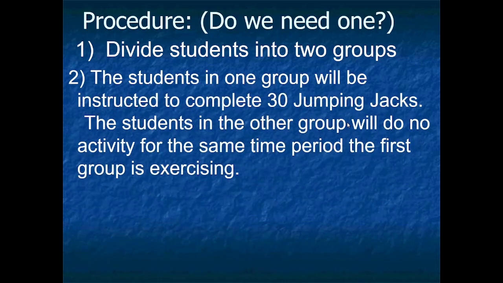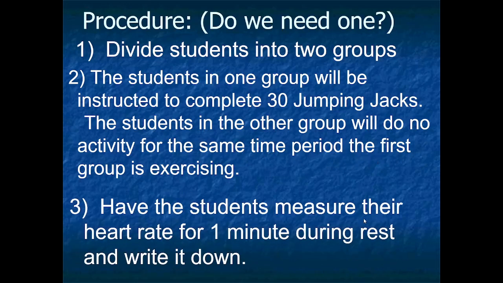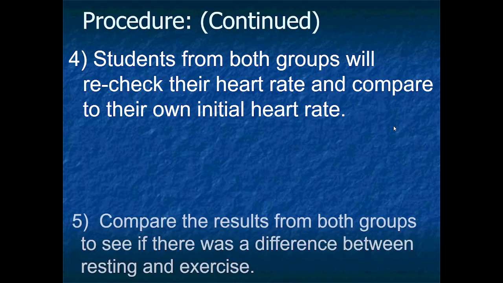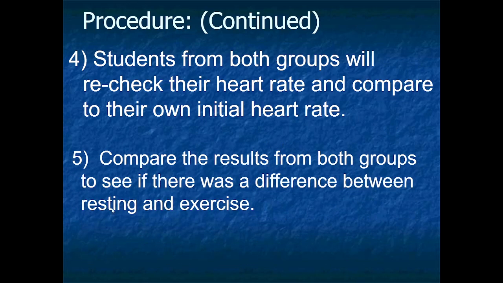Our procedure. Divide students into two groups. Students in one group will be instructed to complete 30 jumping jacks. The students in the other group will do no activity for the same time period. The first group is exercising. Have the students measure their heart rate for 1 minute during rest and write it down. Students from both groups will recheck their heart rate and compare it to their own initial heart rate. Compare the results from both groups to see if there is a difference between resting and exercise.